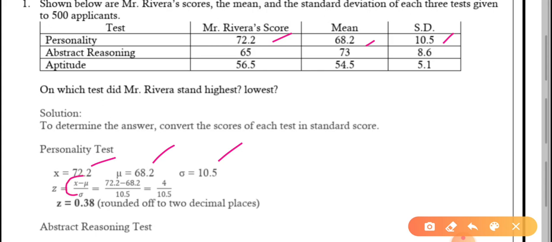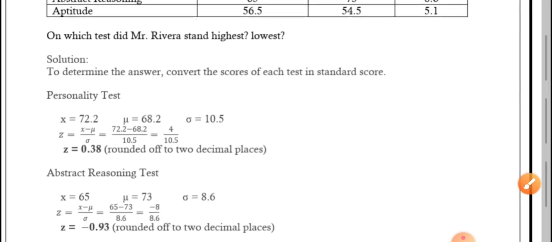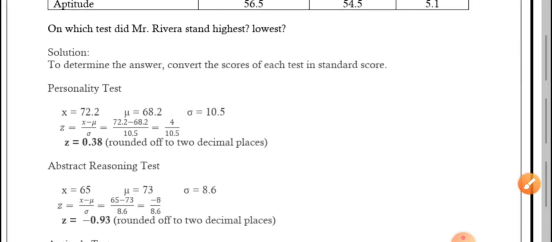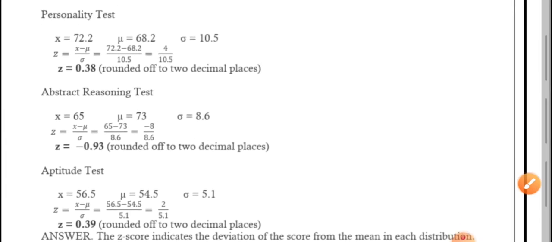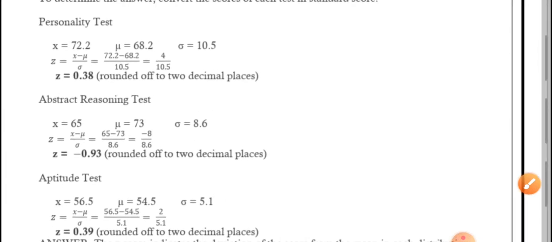Given the formula, z is equal to x minus mu over standard deviation. 72.2 minus 68.2 divided by 10.5. 4 divided by 10.5 is 0.38 rounded off to 2 decimal places. Sa abstract reasoning naman, kapag sinubstitute natin yon, kagaya ng ginawa natin sa personality test, ang lalabas naman ay negative 0.93. Sa aptitude test naman, ang lalabas ay 0.39.